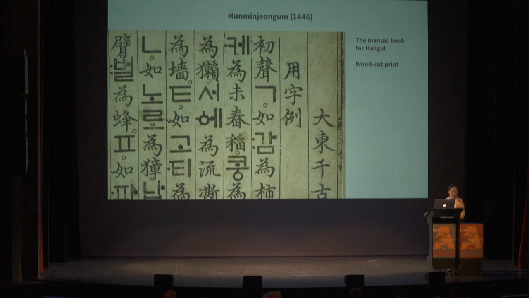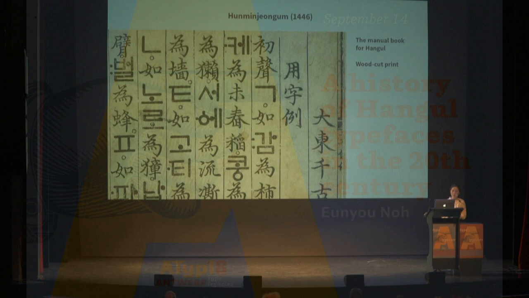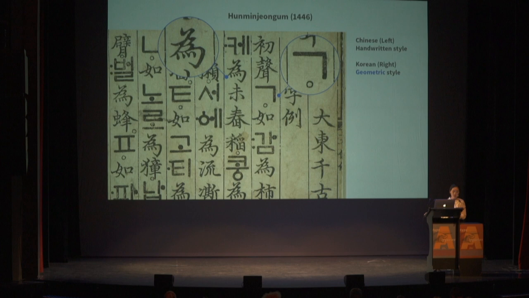Okay, going back to the design, the first letter form of Hangul showed up in Hunmin Jeongeum. As you can see in the picture, Chinese on the left was a curly handwritten style, but Hangul on the right was different, right? King Sejong intended to keep the simple shapes to show the basic structure of Hangul. As far as I can tell, the first shape of Hangul started with geometric styles.